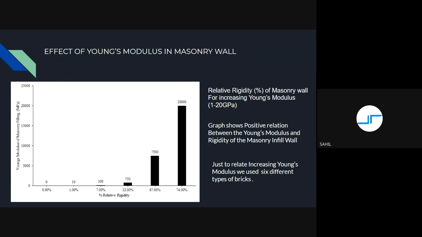As you can see, the x-axis shows the relative rigidity of the masonry infill wall, and the y-axis shows the Young's modulus of the masonry infill wall that is increased, and there is a positive relation between Young's modulus and the relative rigidity of the wall. That's the first result that we attained from our report.